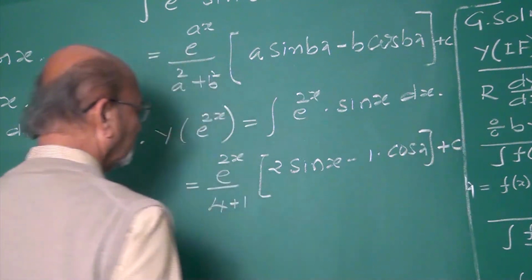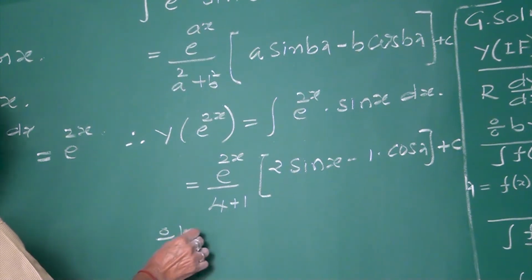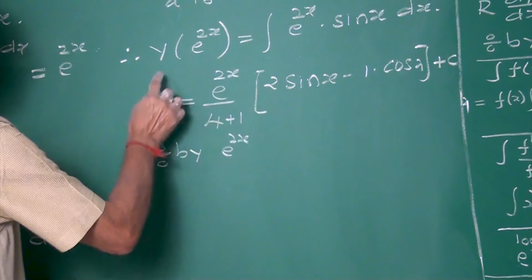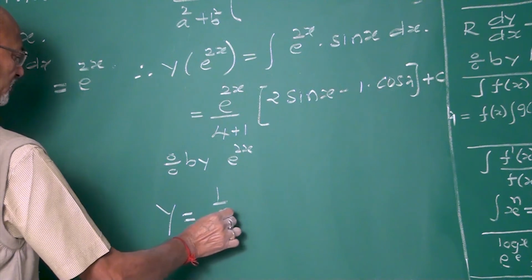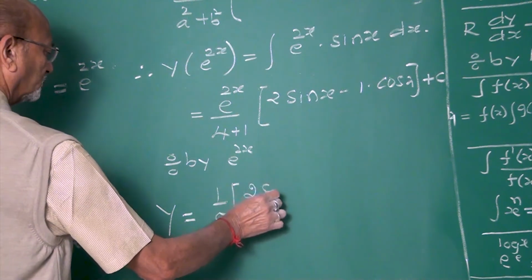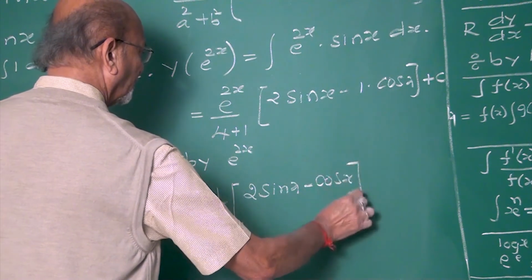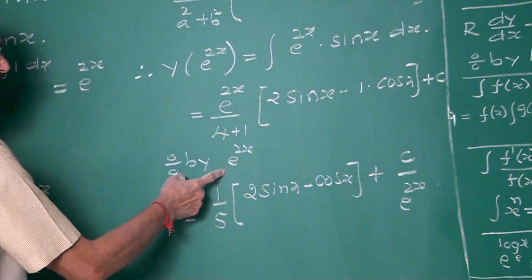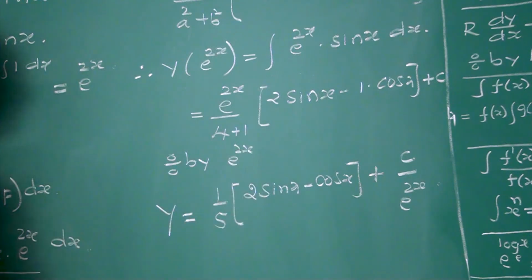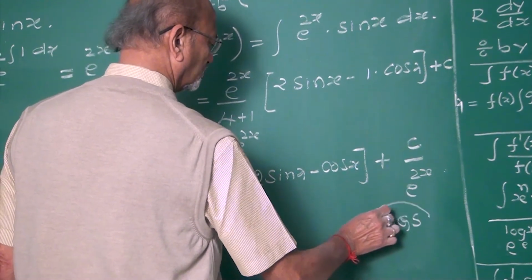Plus c. So you can divide by e to the power 2x. After cancellation, y equals 1 by 5 into 2 sine x minus cos x, plus c upon e to the power 2x. Why? You are dividing. If we lift that to the numerator, you get minus 2x. This is the required general solution.